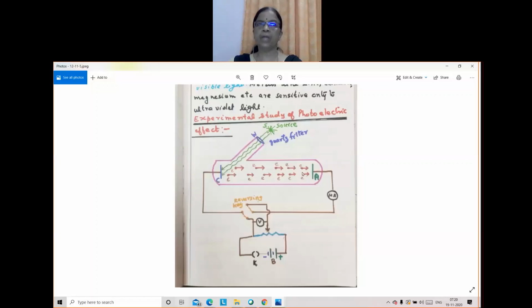Do you know the energy of the electron? Krishnanunni, what will be the energy of the electron when V is the potential difference applied? What is the energy of the electron?